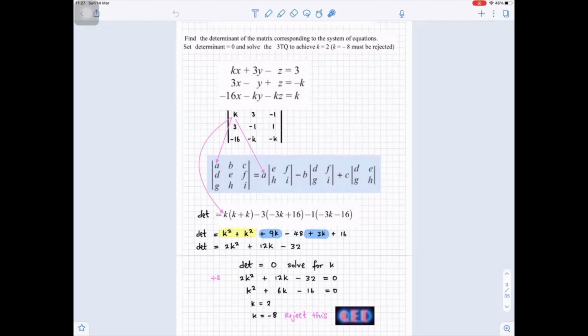And you set this determinant equal to 0 and you solve it. You put it in your calculator, you get two answers: k is 2 and k equals minus 8. So make sure you say you reject the answer k equals minus 8. Sometimes people will say you reject it by omission, by not writing it. But if you write it down, make sure you write reject this. And the QED means quod erat demonstrandum, as required to show. That's what it means.